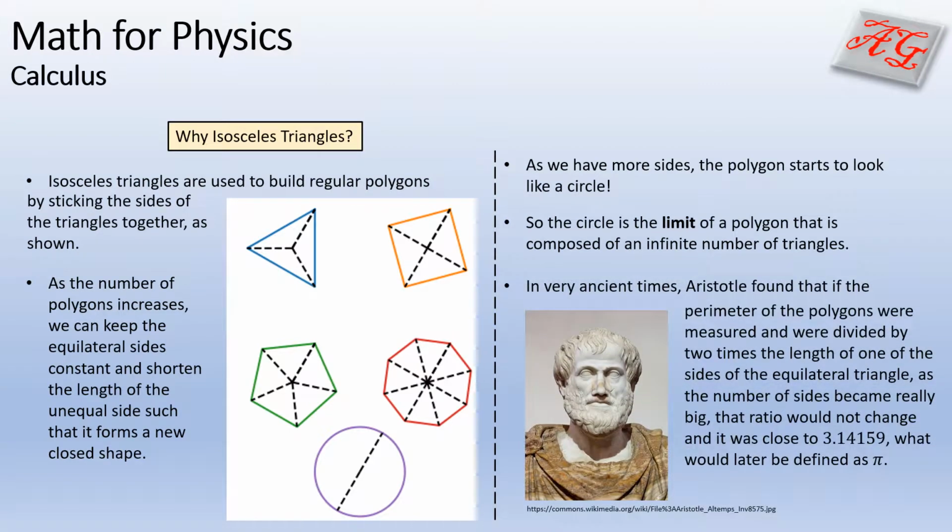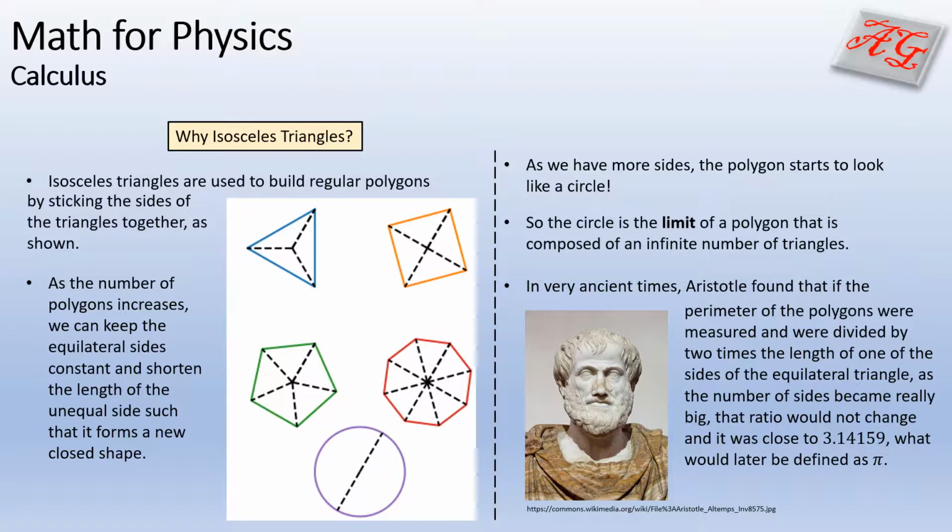This procedure was followed by the ancient Greeks. In particular, this procedure was followed by Aristotle. He found that the perimeter of these shapes divided by the diameter, or 2 units, as the number of sides became very big, did not change very much and approached the number 3.141592, and so on. This number is what later became known as pi.